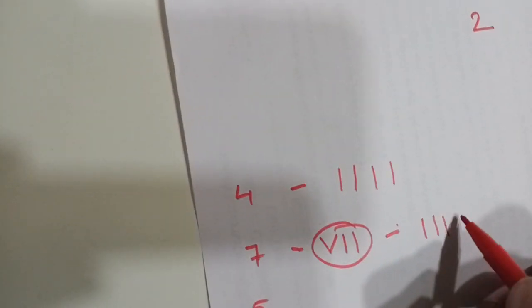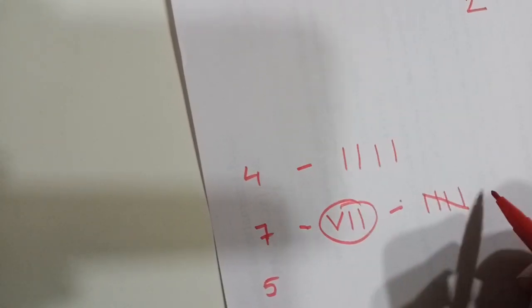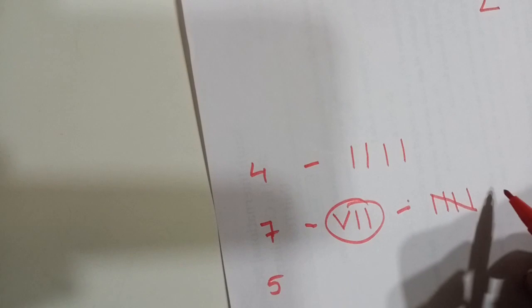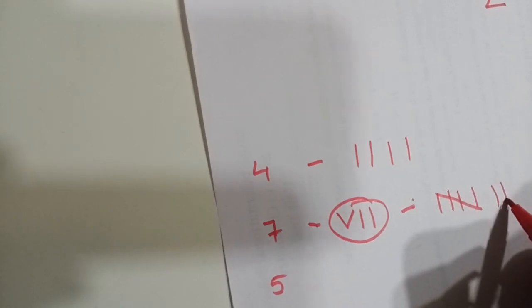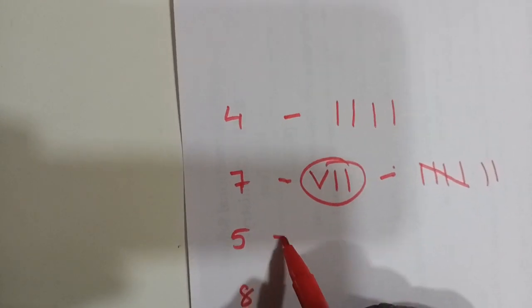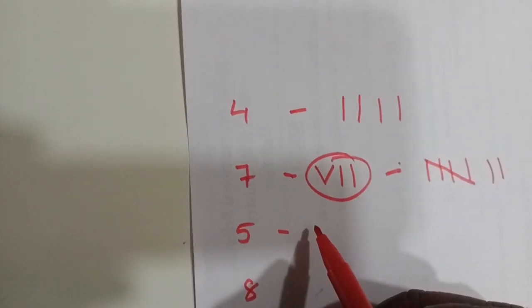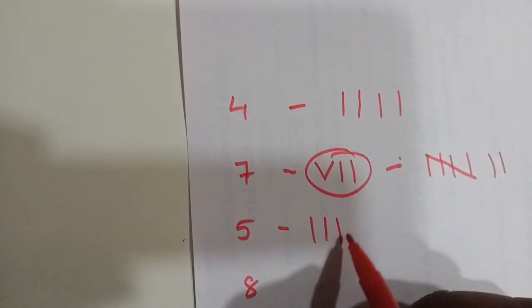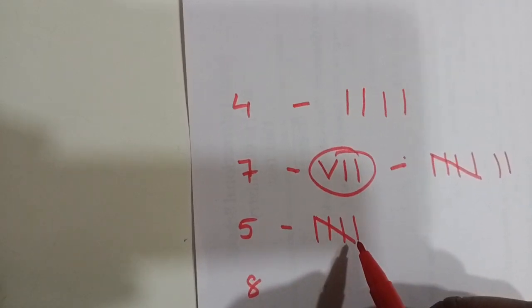So this is like 1, 2, 3, 4, and then on the fifth line you cross it across, that is 5. It is a set of 5 lines, then 6 and 7. That is how you write the numbers in tally marks. Similarly, say for example you have to just write 5, so you write it as 1, 2, 3, 4 and 5. That's done.